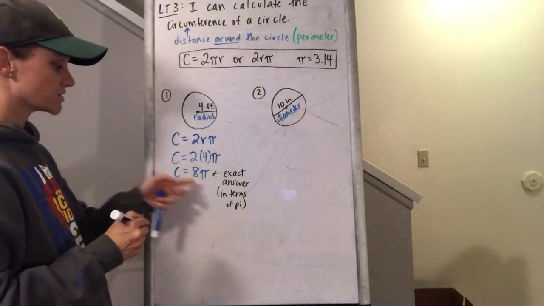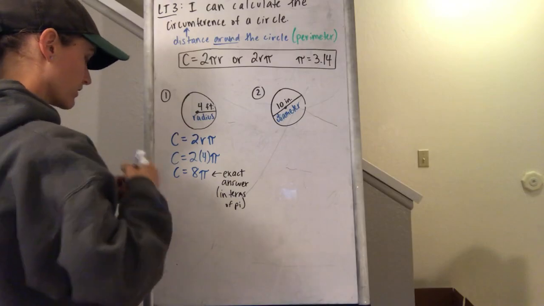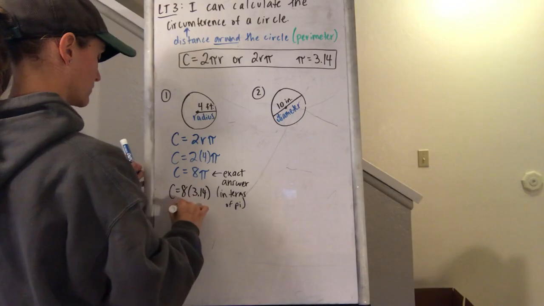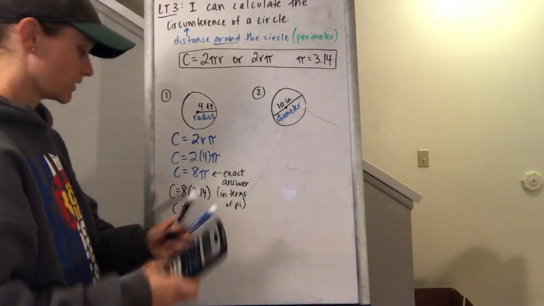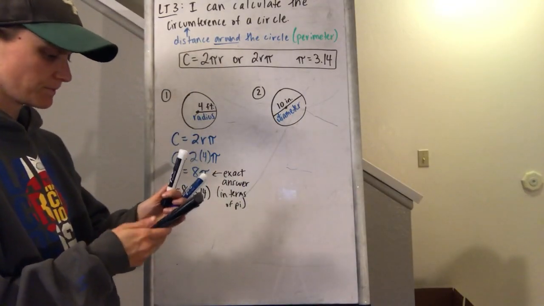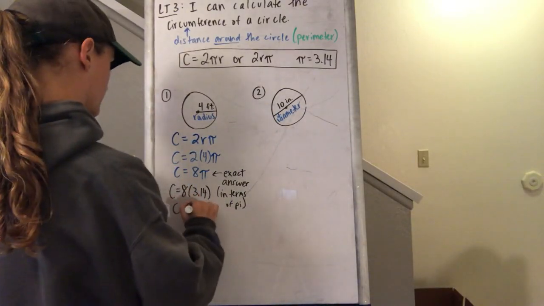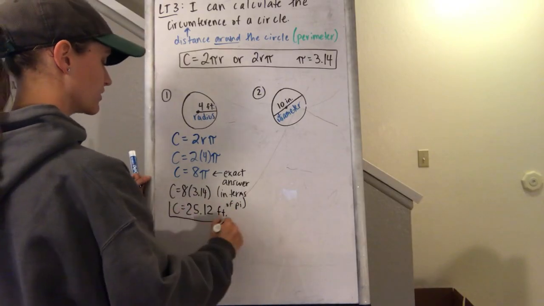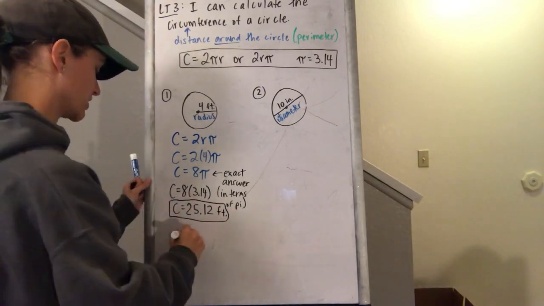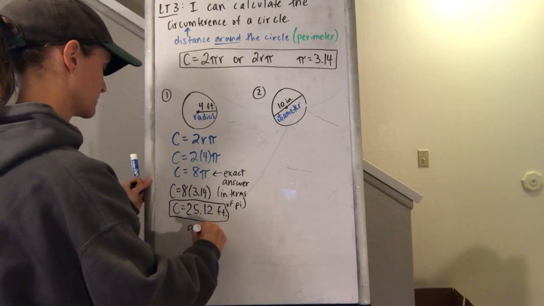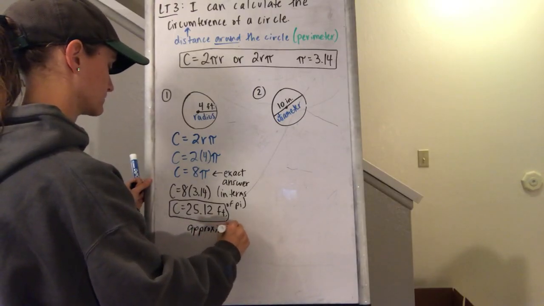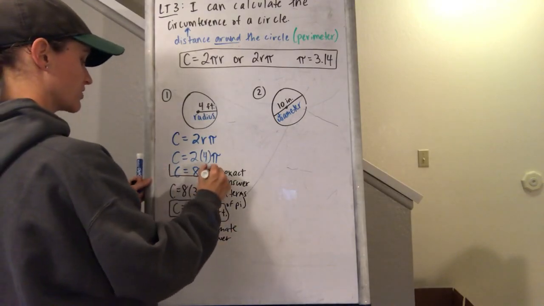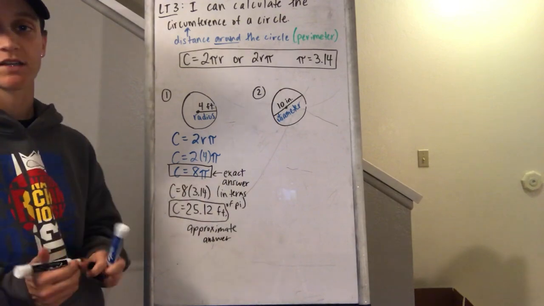So we can say the circumference equals 8 pi, or if we want to keep going, we can plug in 3.14 and then multiply those and figure out what the answer is. So 8 times 3.14 is equal to 25.12, and that's going to be in feet. So you could either write your answer like this, which is the approximate answer, or you could write it like this, which is going to be your exact answer.